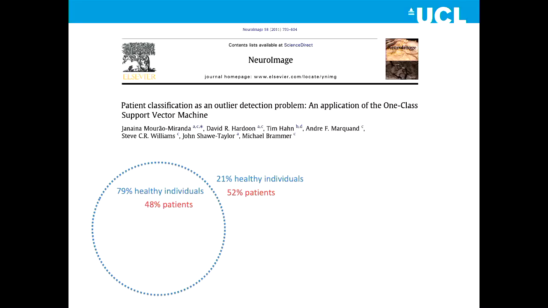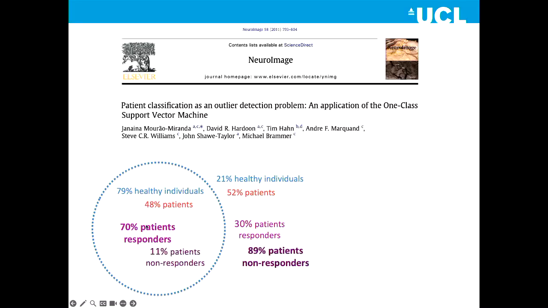But when we looked at the patient information, they had longitudinal information, and some patients had responded to treatment and others not. By separating the patients by this information, we found that 70% of the responder patients were classified as non-outliers, and 89% of the non-responder patients were classified as outliers. So what the algorithm was telling us was that the real outliers were the non-responder patients.